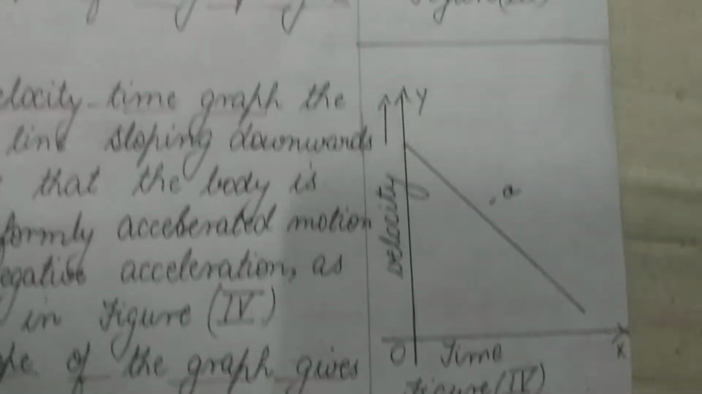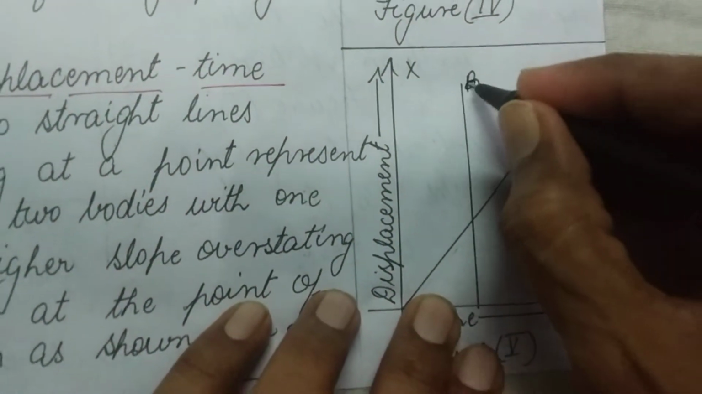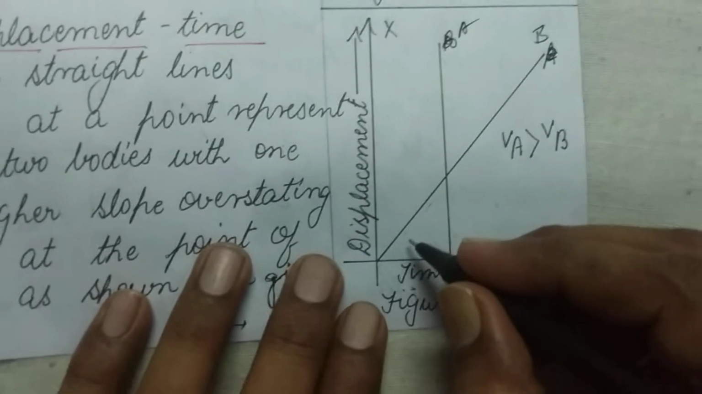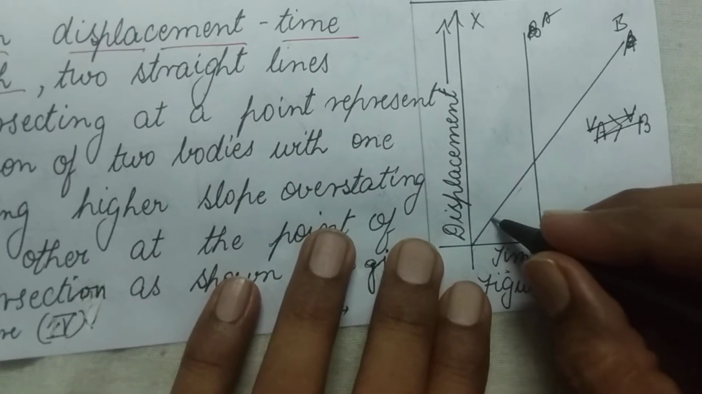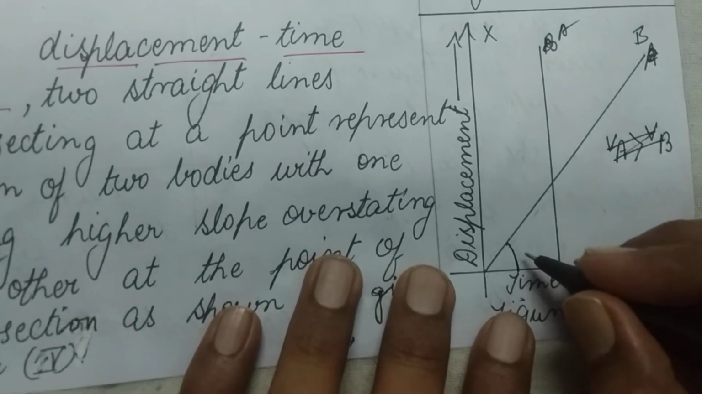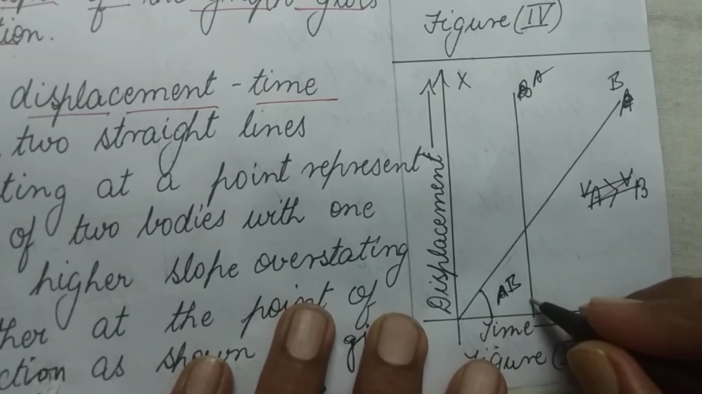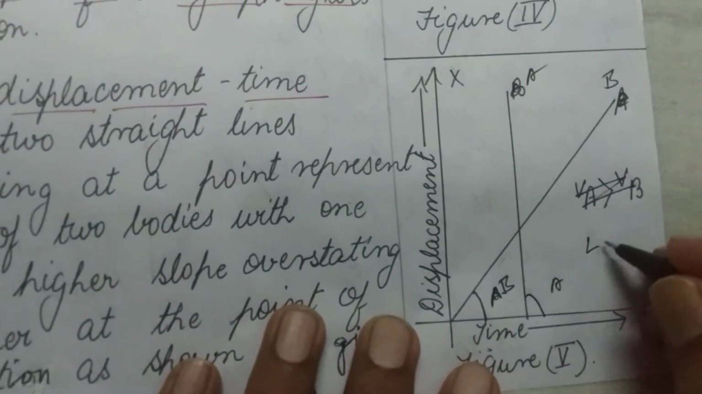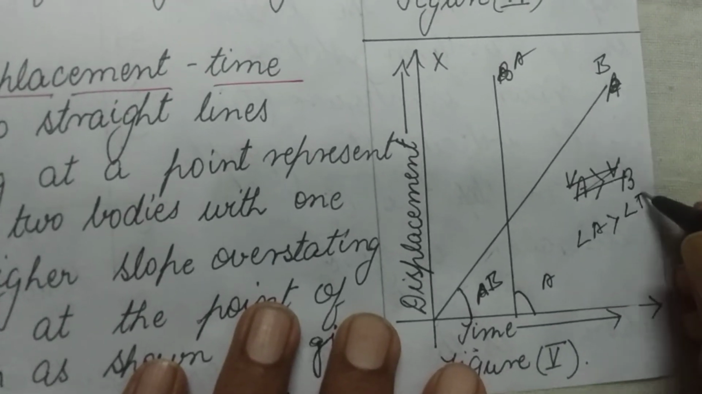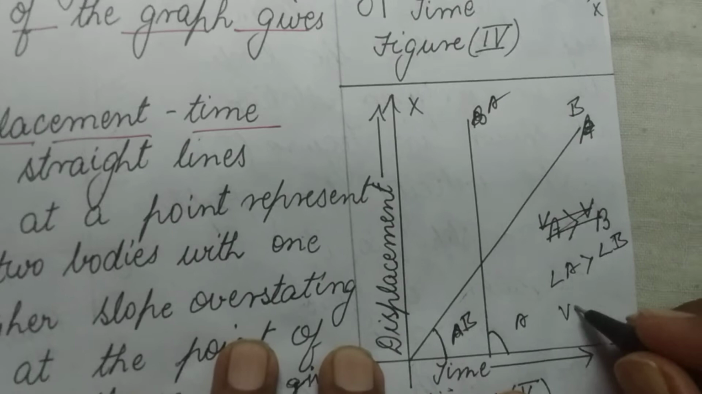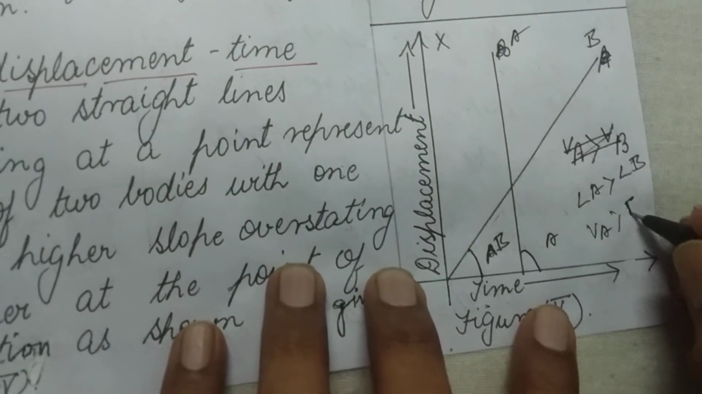Here, the graph is for A, because of the slope. Suppose this is angle A and this is angle B. So angle A is greater than angle B. So we can say the velocity of A is more than the velocity of B.